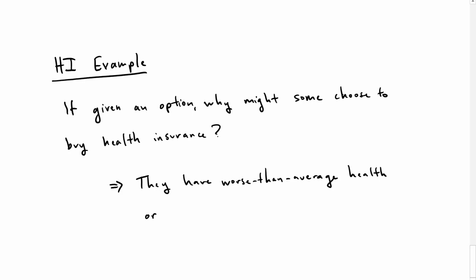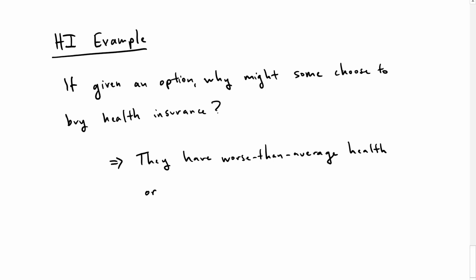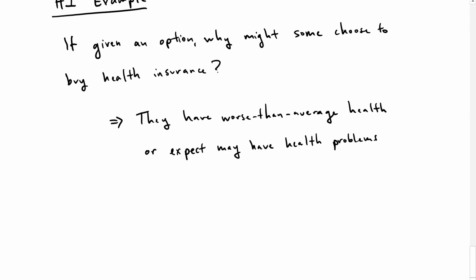or expect they may have health problems. This is a general term in economics and insurance that we call adverse selection. The people who are more likely to need insurance are the people who buy insurance.